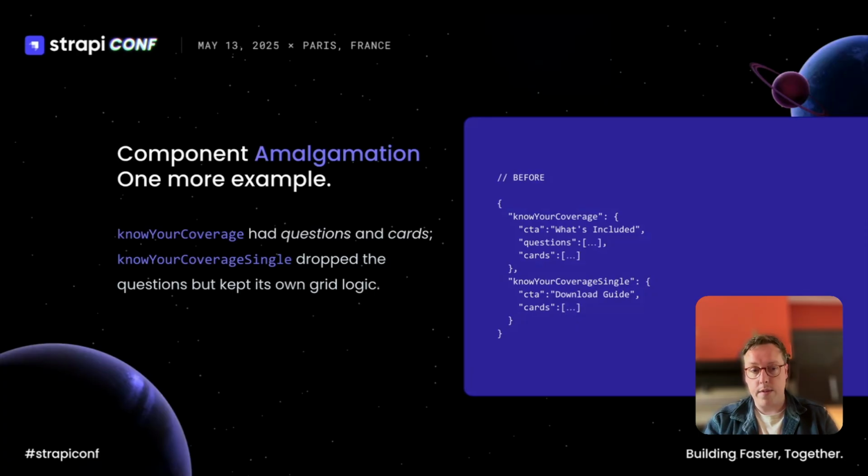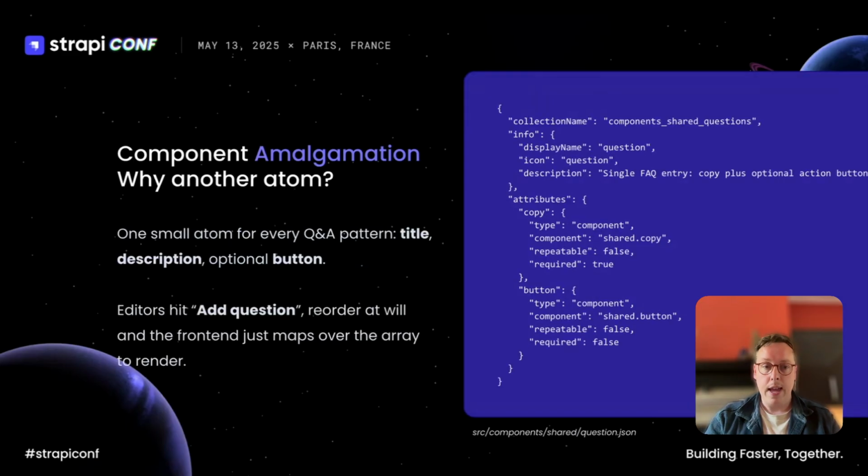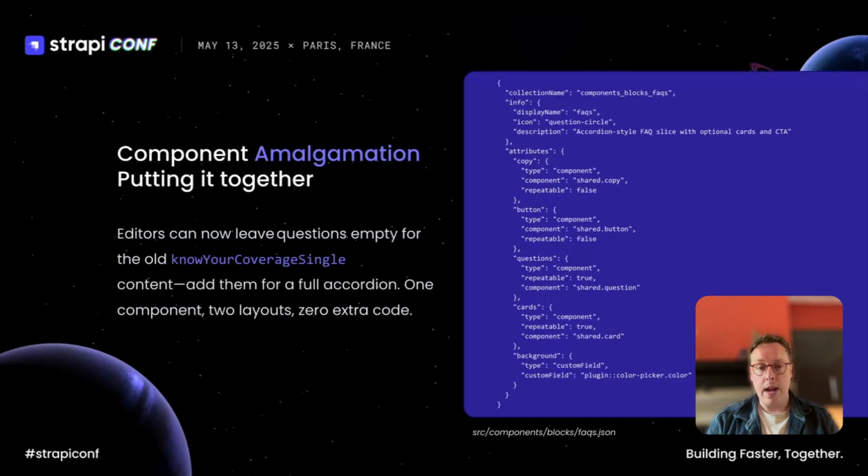So we had this instance where you've got know your coverage and a single instance of the know your coverage content schema. And we're going to, again, squash these down into a singular component, but we're agnosticizing it from the content. So this pattern we've identified is a question and answer pattern. So again, we've created an atomic component to handle that content schema for us, and then we can make use of it in our new, what we're going to be calling our FAQ component.